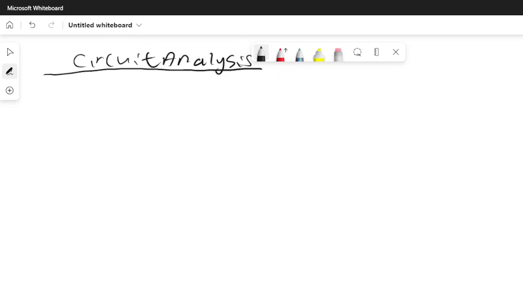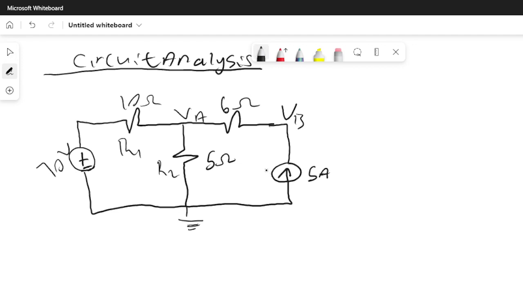Firstly, for you to deal with circuit analysis, there are some basic rules that you need to follow. You need to understand, for example, Ohm's law. You need to understand Kirchhoff's laws. So during the session, I will keep on referring to these kinds of laws and explain what each means. The method that I'm going to use on this circuit is called nodal analysis.